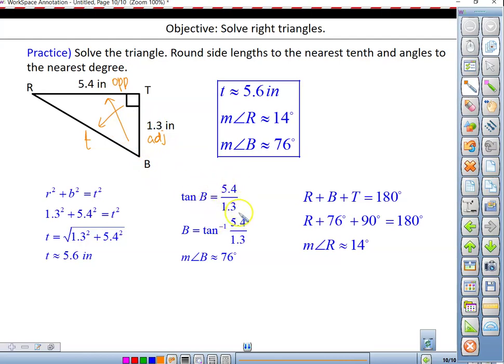So that gives us then, taking the tangent inverse of both sides, this we can use our calculator on and rounding to the nearest degree, it's about 76 degrees. And then remember, for the next one, we use our triangle sum theorem, and so that gives us an R of 14 degrees. If you found R first and then B, you should get, relatively speaking, still the same values.